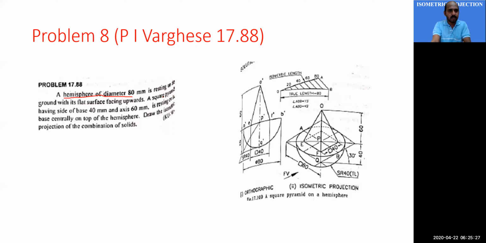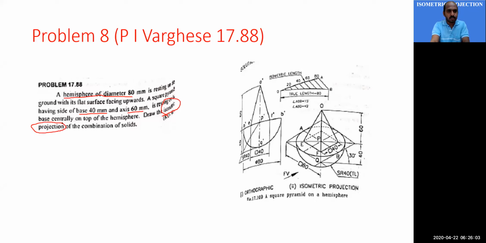A square pyramid having side of base 40 mm and axis 60 mm is resting with its base centrally on the top of this hemisphere. What do you mean by centrally on the top of the hemisphere? The hemisphere is facing upward, and above that a square prism is resting. Then draw the isometric projection. Please read this carefully: isometric projection of this solid, not the isometric view.